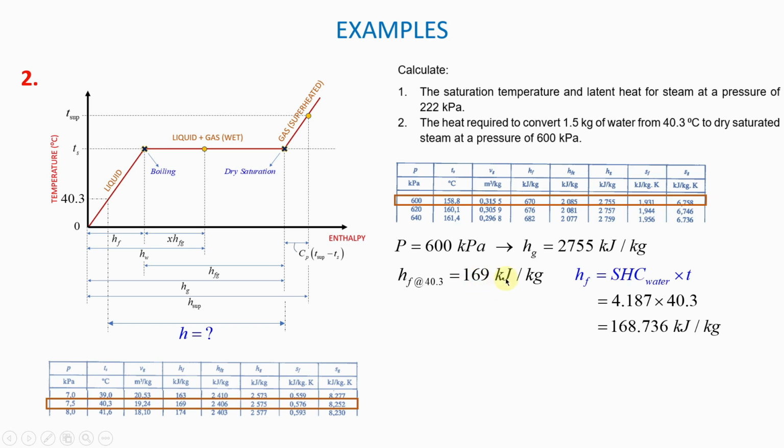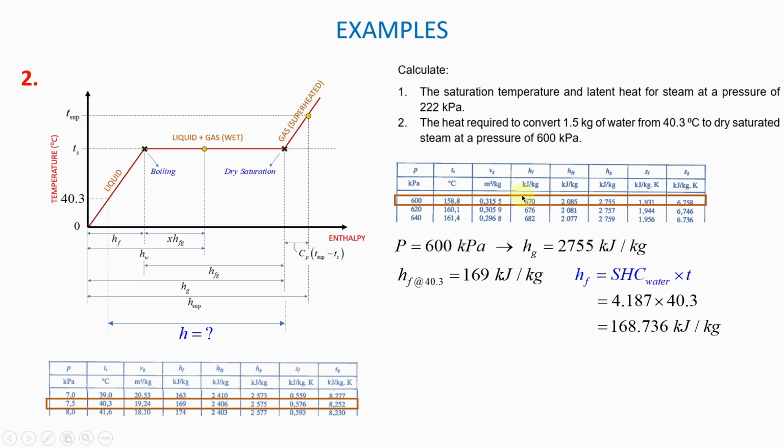So if the temperature that is given to you is not the temperature that you have in the table, you can just find the hf corresponding to that using this equation here. The specific heat capacity of water is 4.187, and then you multiply it by the temperature at which the water is, okay? And so this is the heat that is in the water.